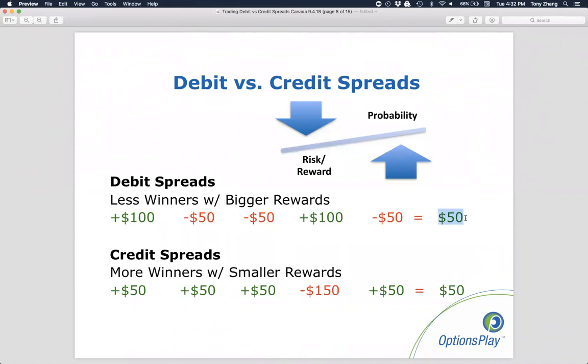And what I've put down here, the same thing is for a credit spread trader, very different way of trading. Instead of having more losers than winners, most of your trades are winners. You're going to collect $50 every single time, but on one trade, you end up losing $150, and that wipes out the last 3 trades. Your end result is the same. You still make the same $50 profit. It's just a completely different path to how to achieve that. Like I said, one's not better than the other. It's just a matter of personal preferences.